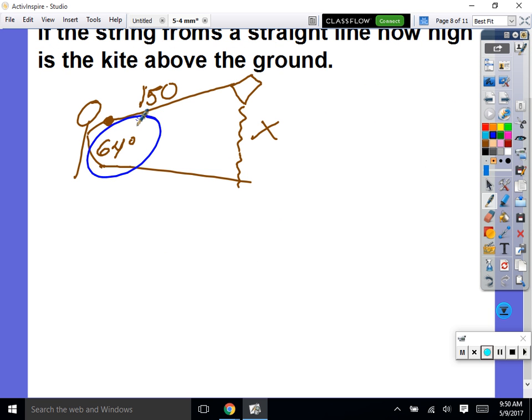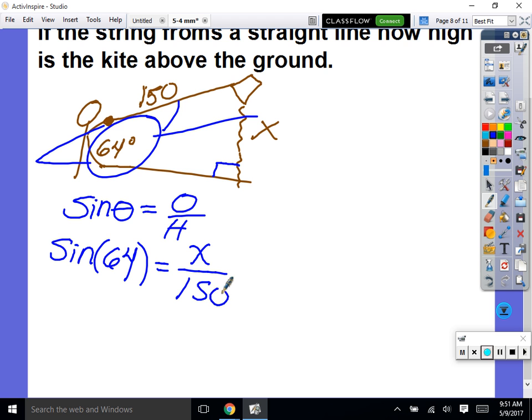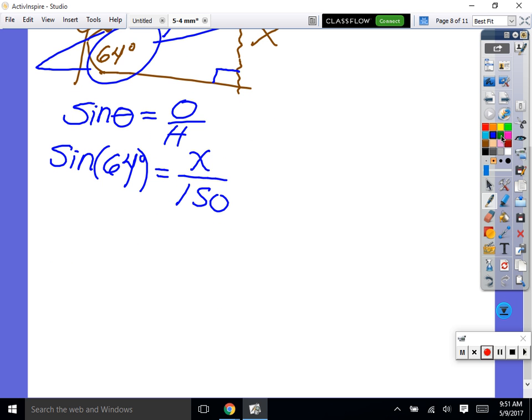So we're given theta, opposite and hypotenuse. Isn't this my right triangle, guys? So sine of theta equals opposite over hypotenuse. Plug in everything you know. Sine of 64 equals my opposite side, x, and my hypotenuse is 150. Now solve for x. I shouldn't undo sine because then I have a floating 64 degrees. Yep, multiply by what's on the bottom. So we multiply by 150, and it divides out, and x is alone.